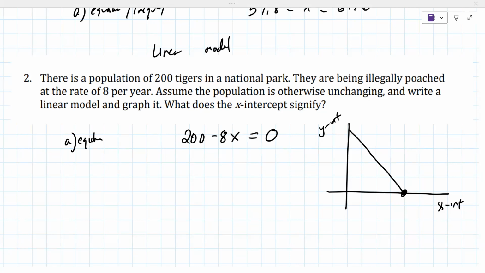The x-intercept is after, like, 0, when all the tigers have been poached. So it's like tigers. Yeah, tigers, not lions. Yes, exactly. Now, is it an exact year? No, it is not. So it would be another one of those issues where you'd have to maybe explain that. All right.